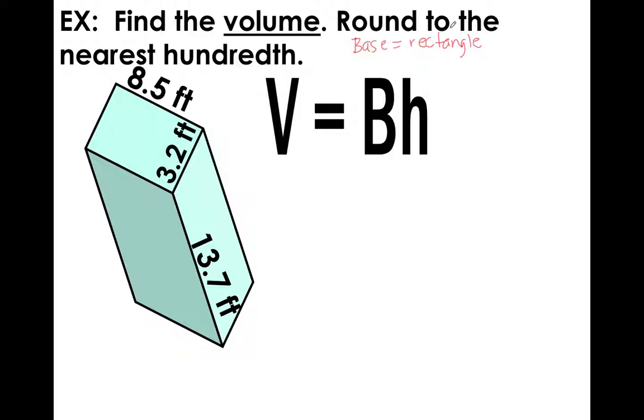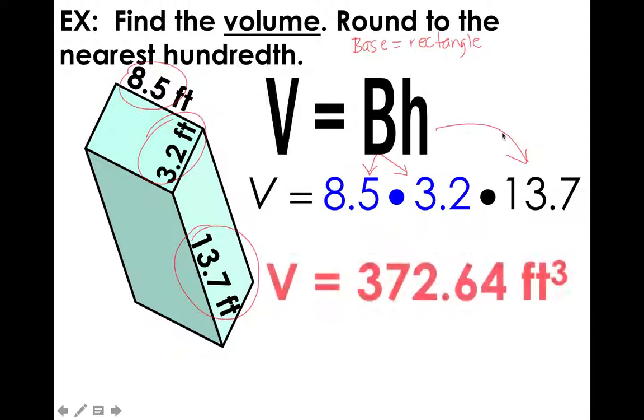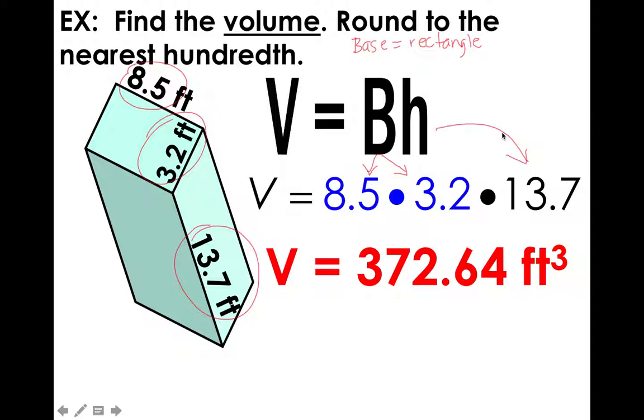And so now I'm just plugging in things. I know this represents the length of my rectangle. This represents the width of my rectangle. And so this must represent the height of my figure. Right? So those two things go with the base, and this goes with the height. Plugging that in, notice we get 372.64 feet cubed.